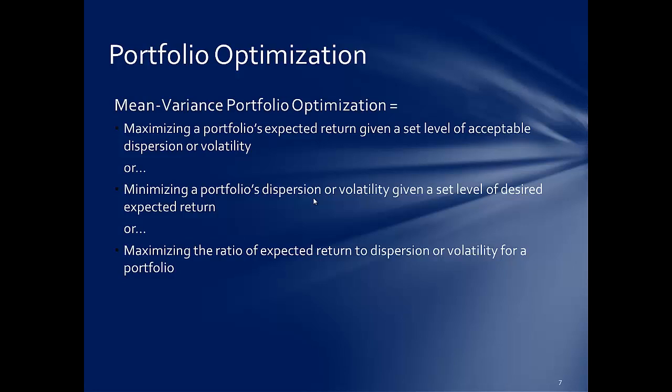The third possibility is that we could try to maximize the ratio of the expected return to the dispersion or volatility. Now this has a name, it's called the Sharpe ratio. So the third definition of portfolio optimization is simply maximizing the Sharpe ratio.